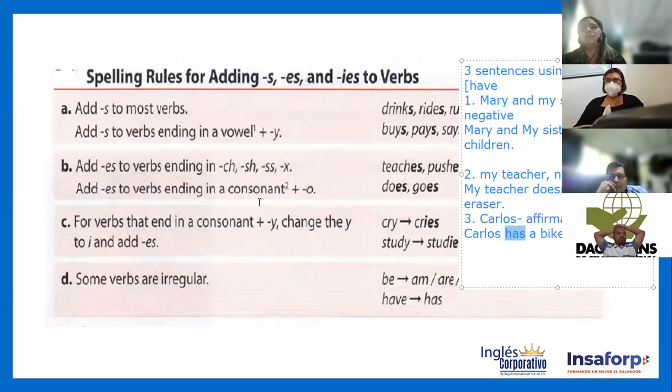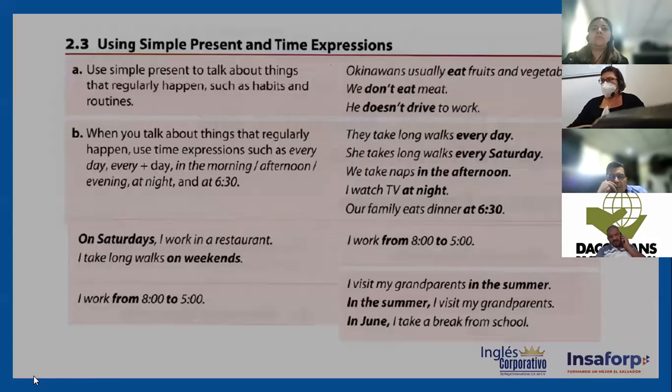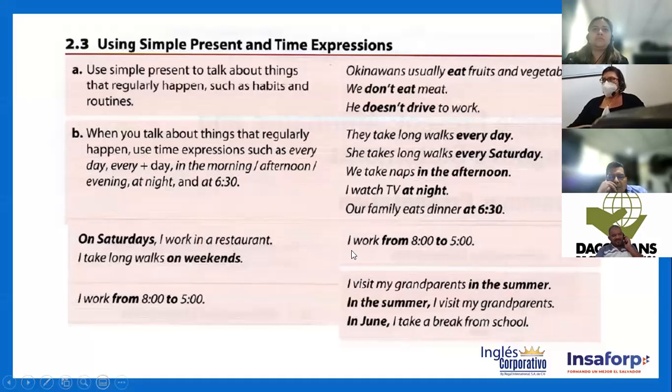Okay, perfect, Carlos. So, questions, guys, about el have or el has. Questions? No questions? Okay, no. So it means we are good with that topic. Okay, tenemos some time expressions. No sé si me puede ayudar, Edenilson, with the first part, with the time expressions. Using the simple present. ¿Me ayuda? Can you read this part, Edenilson?